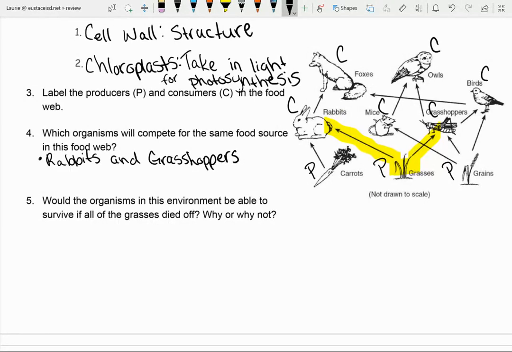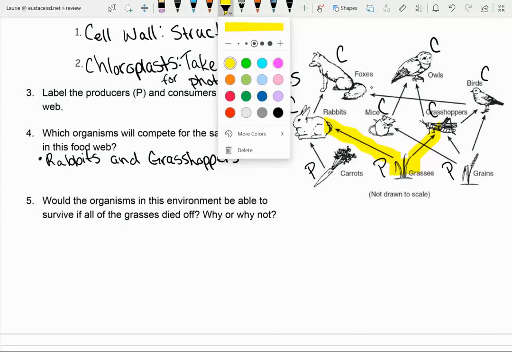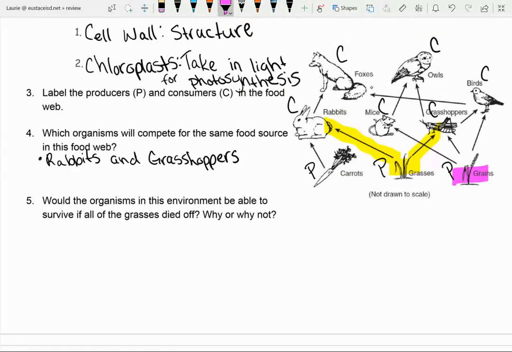Okay. And then we have another, I think we have two more examples here. We have grains. They are consumed by the birds, the grasshoppers, and the mice. So those three organisms are competitors.